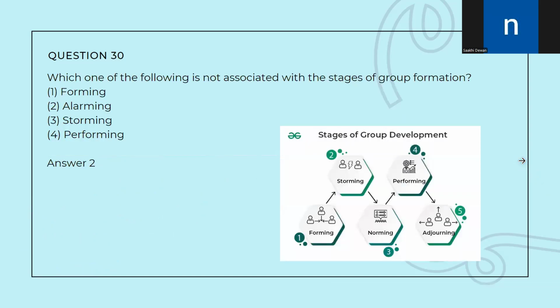Let us move to the 30th question. The 30th question asks, which of the following is not associated with the stages of group formation. So the 5 stages of group formation are forming, storming, norming, performing, and adjourning. Out of these 4 options, we can see forming, storming, and performing are part of the stages of group formation, while alarming is not a part of the stages of group formation. So the correct answer is option number two.